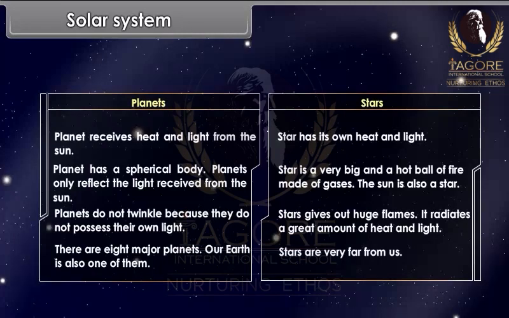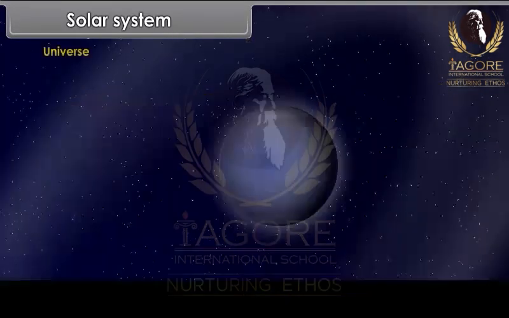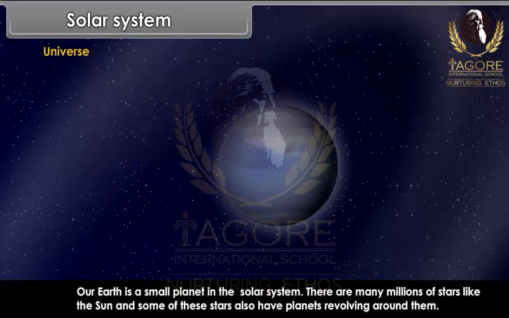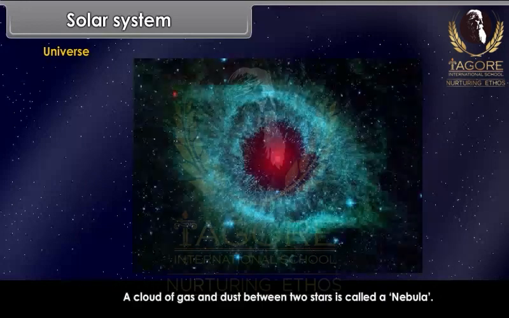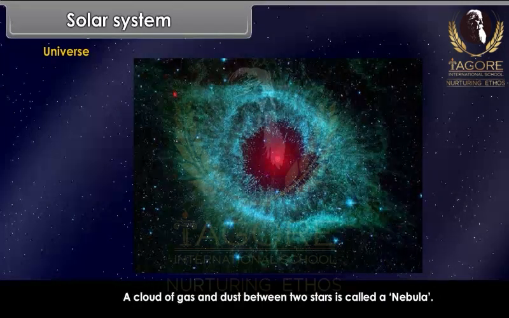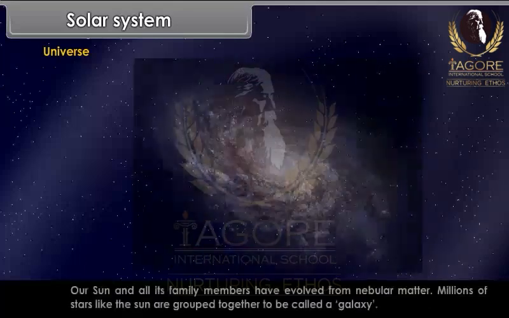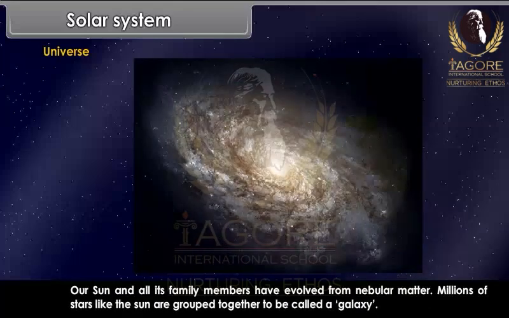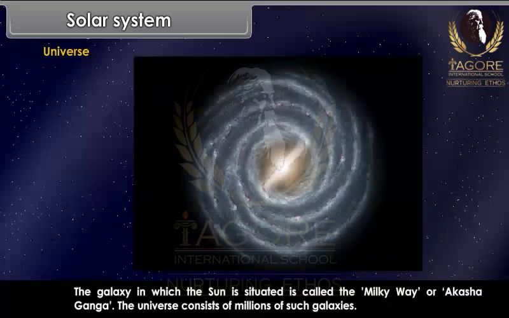Stars are very far from us. Universe. Our Earth is a small planet in the solar system. There are many millions of stars like the sun, and some of these stars also have planets revolving around them. A cloud of gas and dust between two stars is called a nebula. Our sun and all its family members have evolved from nebular matter. Millions of stars like the sun are grouped together to be called a galaxy. The galaxy in which the sun is situated is called the Milky Way or Akash Ganga.